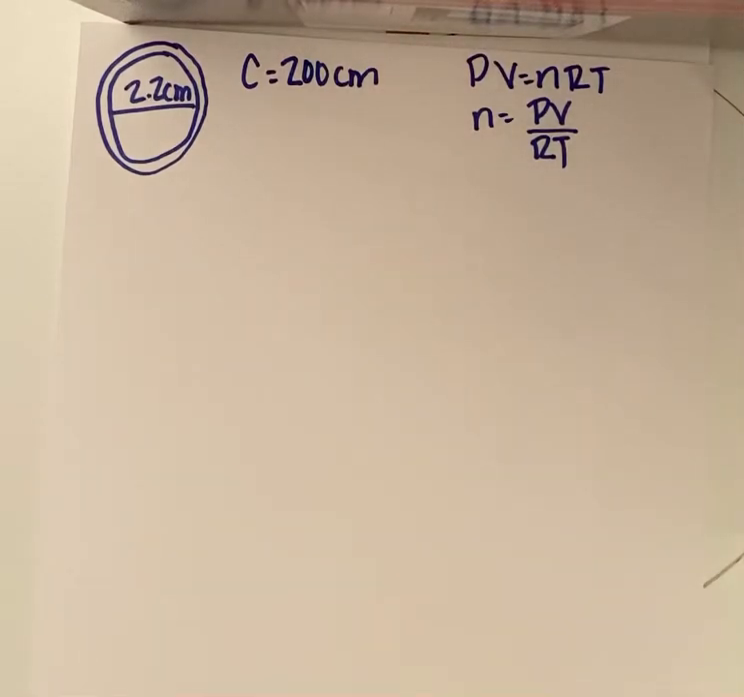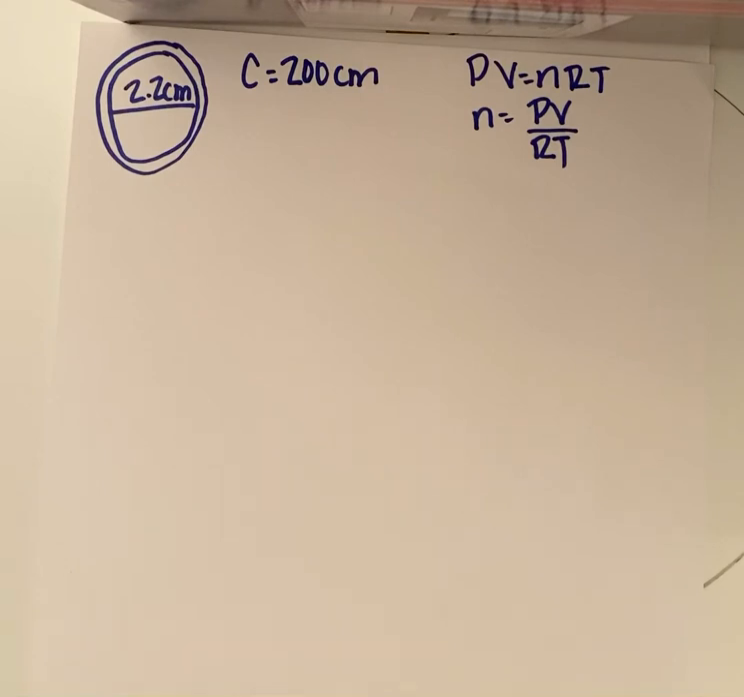I'm going to be solving question 71 from chapter 18 of the Knight textbook. This question asks, an inflated bicycle inner tube is 2.2 centimeters in diameter and 200 centimeters in circumference. A small leak causes the gauge pressure to decrease from 110 psi to 80 psi on a day when the temperature is 20 degrees Celsius. What mass of air is lost? And then it says to assume the air is pure nitrogen.